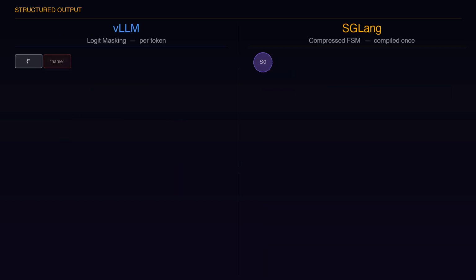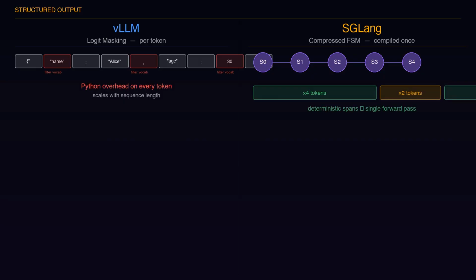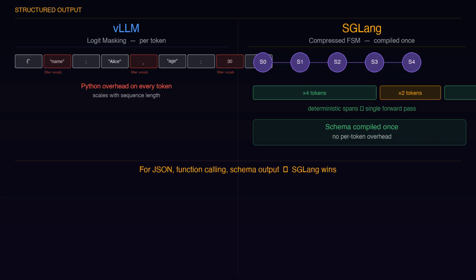For structured output, JSON schemas, function calling, grammar-constrained generation, the two frameworks diverge sharply. vLLM handles this through logit masking. At every decoding step, a grammar engine inspects the partial output, determines valid next tokens, and filters the vocabulary before sampling. This works, but it runs in Python on every single token. For a 32,000 token vocabulary, that's 32,000 checks every step in the Python process. For long structured outputs, the overhead is measurable.